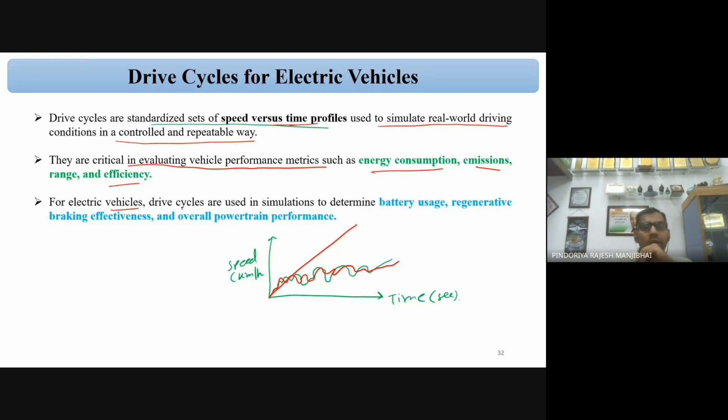For electric vehicles, drive cycles are used in simulation to determine the battery use, regenerative braking effectiveness, and overall power performance. Okay, so that's why we can use the drive cycle.